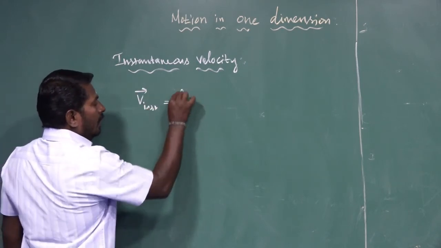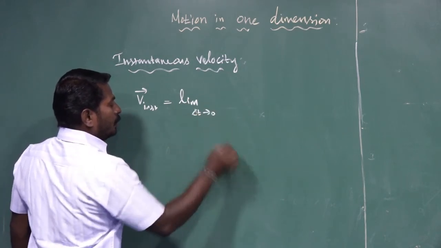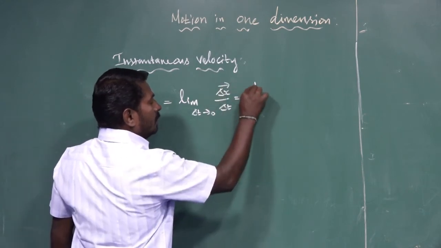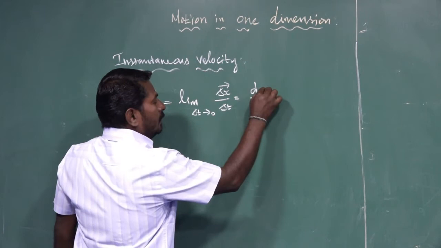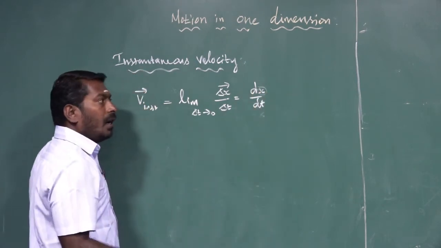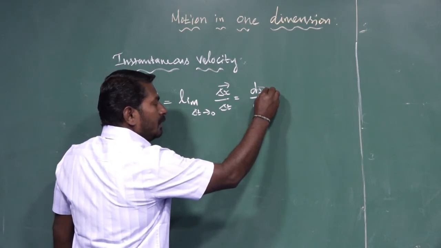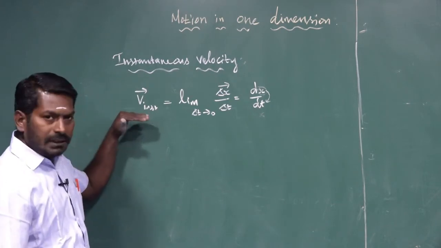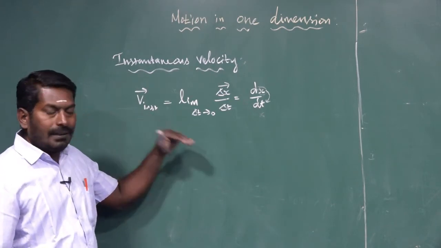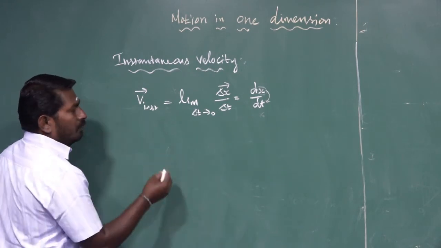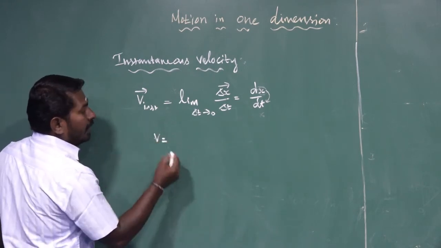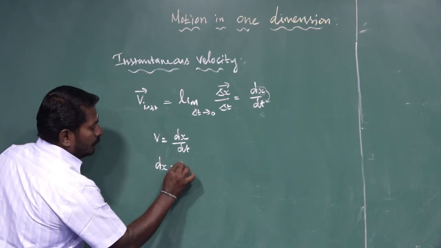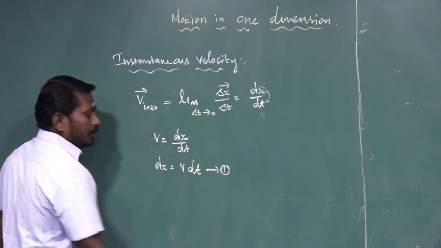Instantaneous velocity can be expressed with the help of one expression, which is equal to limit Δt tends to 0 of Δx divided by Δt, which is equal to dx divided by dt. So x is the position or displacement. The displacement varying with respect to time is called instantaneous velocity. So it gives the velocity of your body at that instant of time. From this equation, v is equal to dx divided by dt. So dx is equal to v dt, equation number 1.